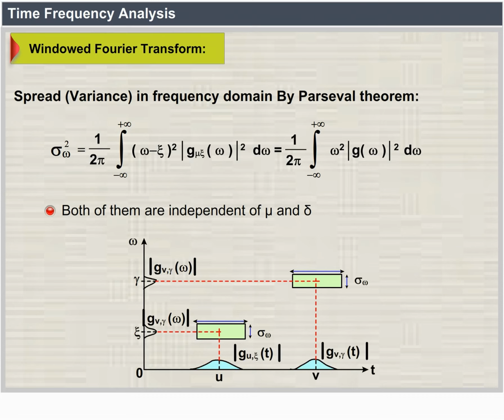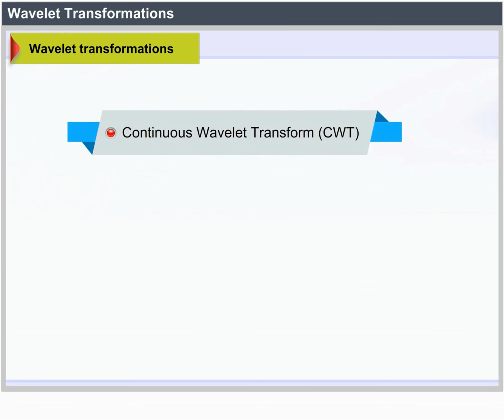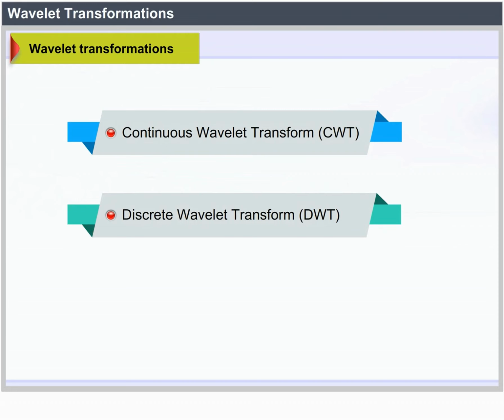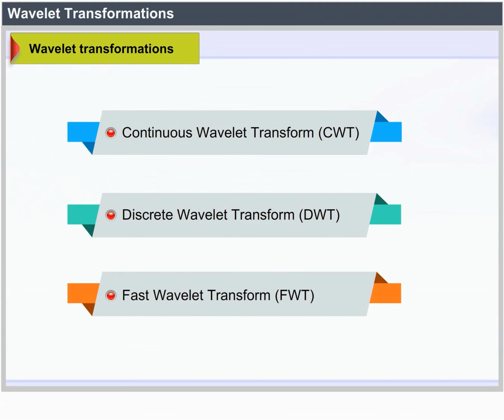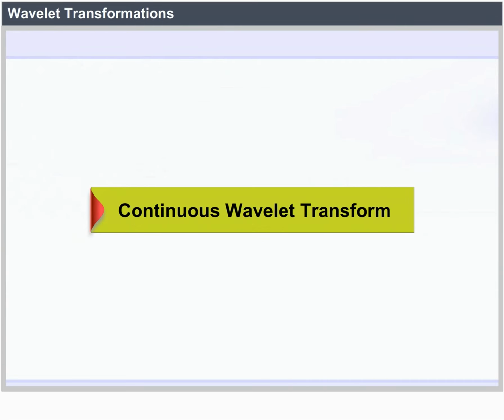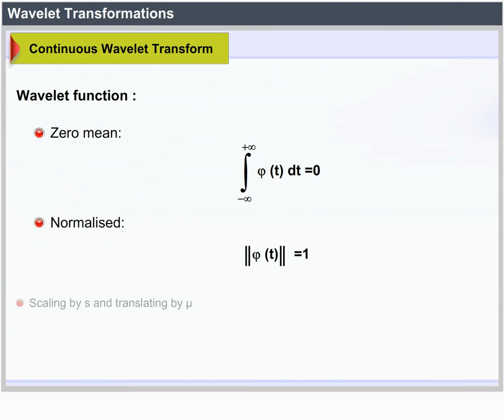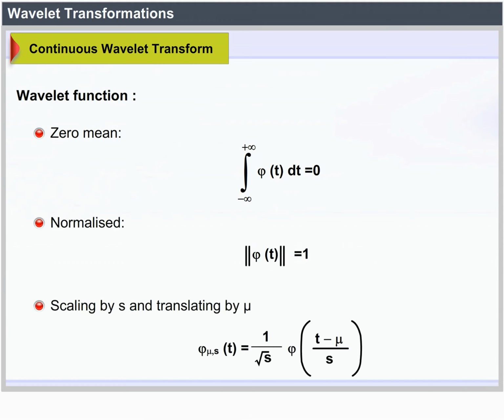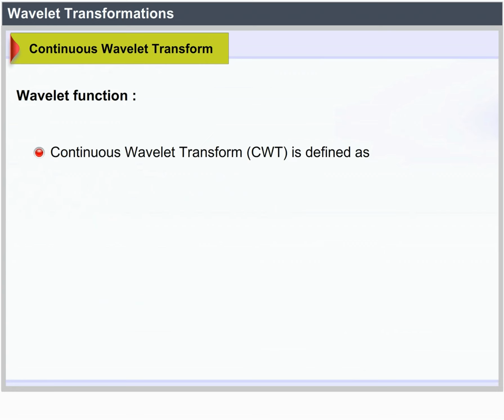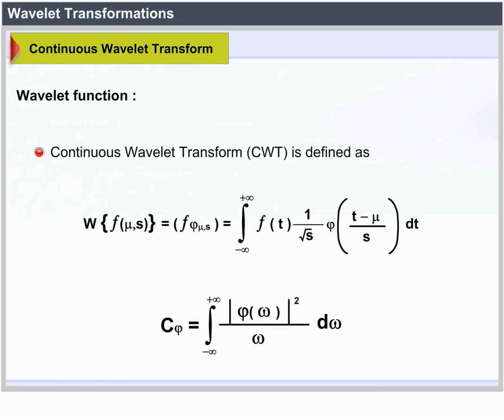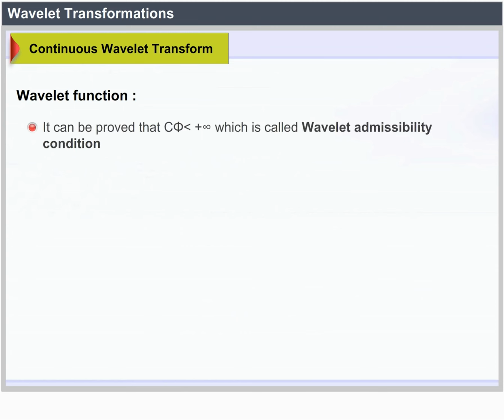Wavelet transformations. Continuous wavelet transform CWT, discrete wavelet transform DWT, fast wavelet transform FWT. Continuous wavelet transform. The wavelet function has zero mean as shown, and is normalized as shown. Scaling by S and translating by mu, the expression takes the form shown. The continuous wavelet transform CWT is defined as shown. The wavelet admissibility condition expressions are now seen.